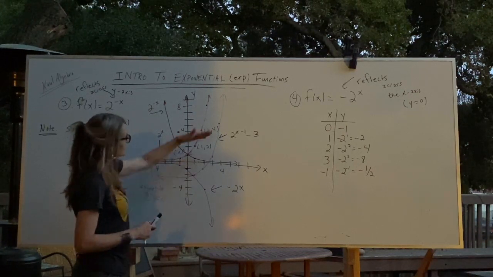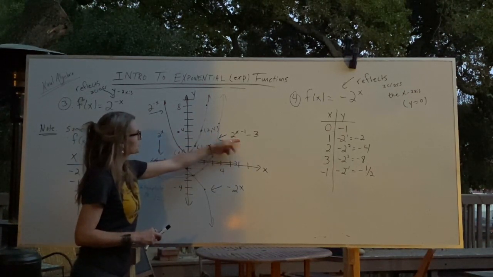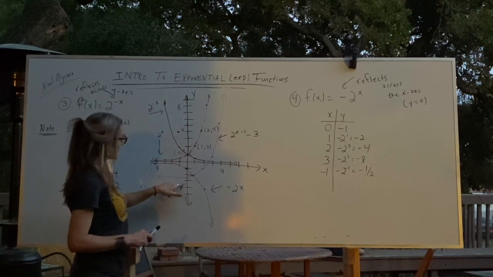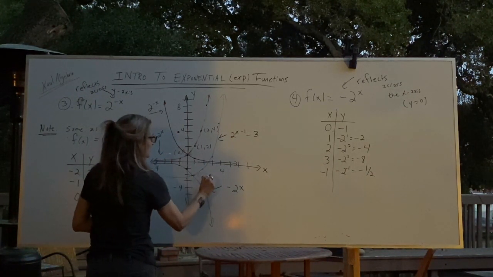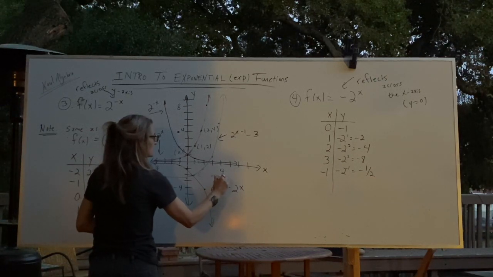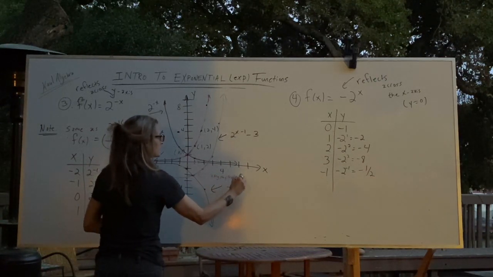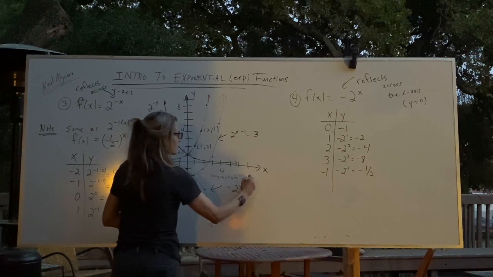Now the one that's a little different is this graph. Since you moved everything down 3 units, your asymptote is right here. So here you have an asymptote that is y equals negative 3.